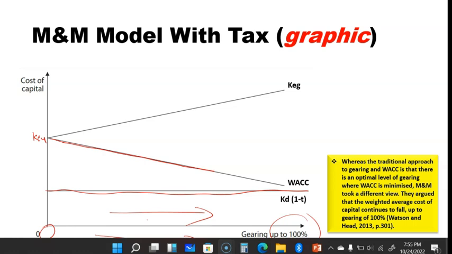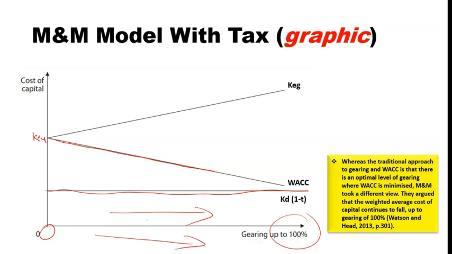Okay, so the WACC is continuing to fall, as you can see here. This is the WACC. It is falling, and it is continuing to fall. So this means that a company can get geared up to 100% level, and if not only for legal reasons, companies could be 100% geared.